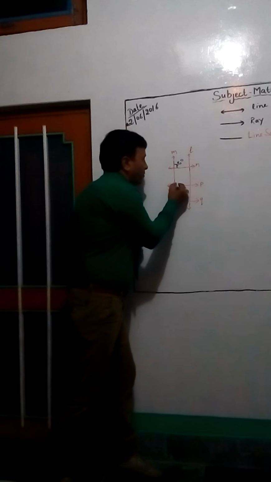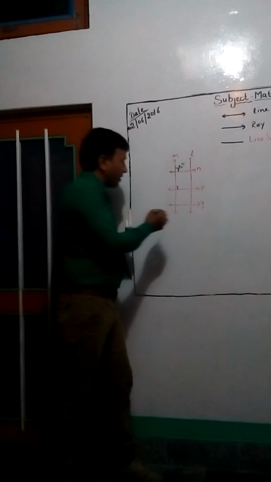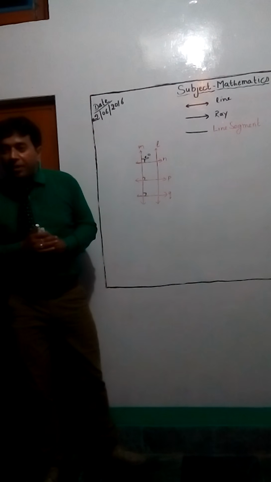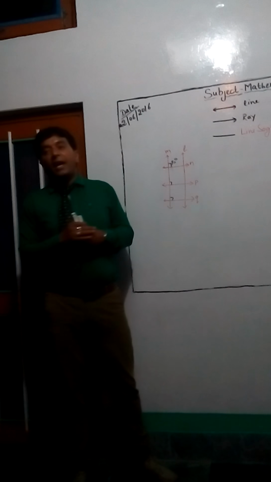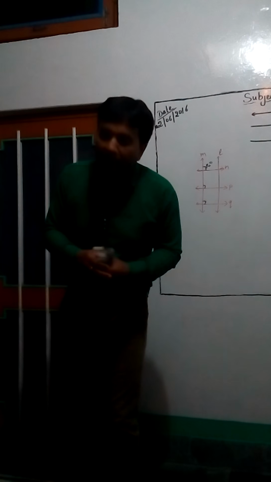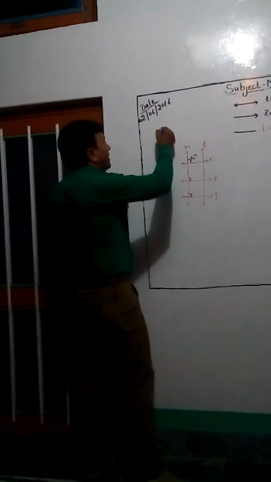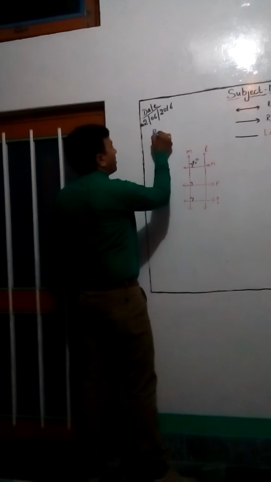Even if you check, this will also come to 90 degree. Now, when two lines intersect at an angle of 90 degree, then those types of lines we call perpendicular lines. So today's topic is parallel lines and perpendicular lines.